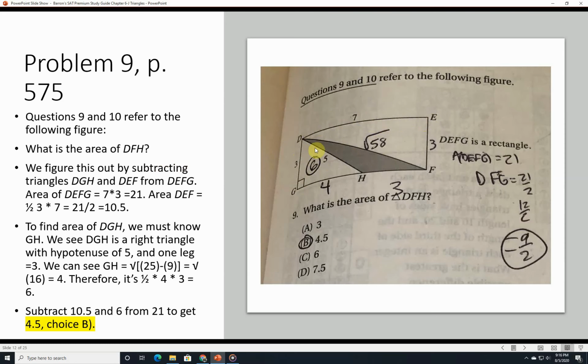So 3, if you see the hypotenuse is 5, one of the sides is 3, you should automatically know it's the 3, 4, 5 triangle. If not, again, 5 squared is 25, subtract 3 squared, which is 9. You get 16, which is, of course, 4 squared.